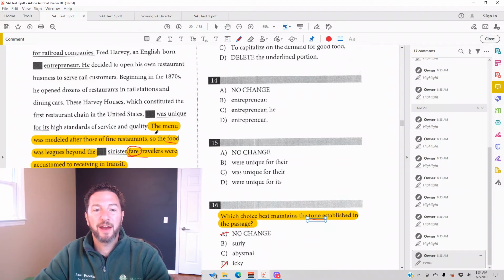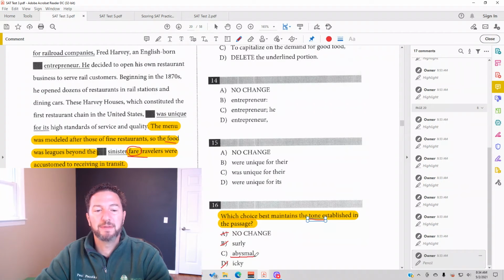Answer choice B. Surly, what's it mean? It's rude and arrogant. The menu was modeled after those fine restaurants, so the food was leagues beyond the arrogant, rude food travelers were accustomed to receiving in transit. How was your steak? It insulted me. It was condescending. No.